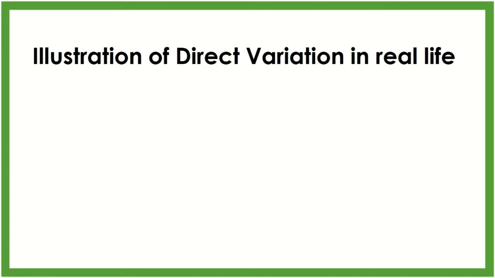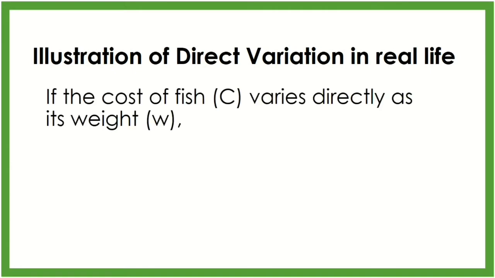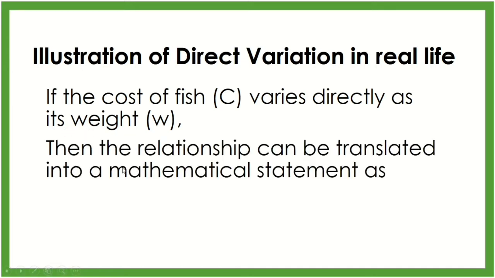Let us have illustration of direct variation in real life. We have here example. If the cost of fish C varies directly as its weight W, then the relationship can be translated into a mathematical statement as C equals K times W. Yung given na first quantity natin, which is the cost of fish, which is represented as C, so yun yung ilalagay natin sa left, naka-isolate siya.